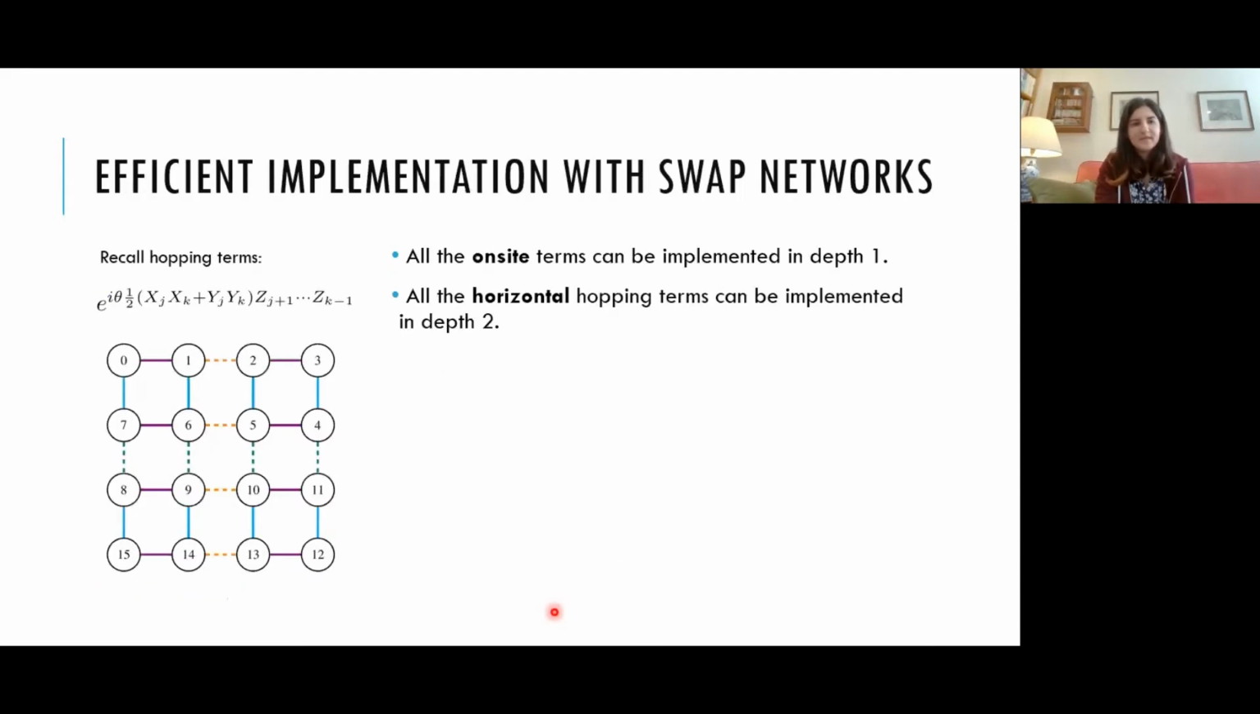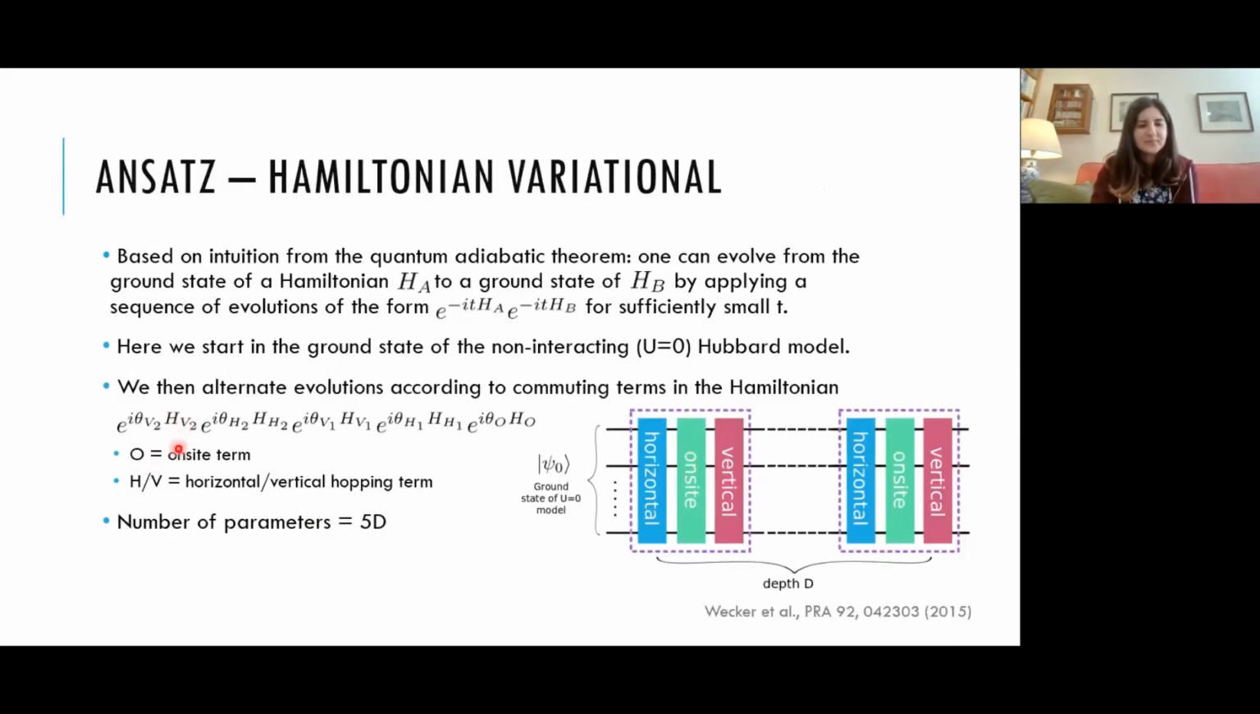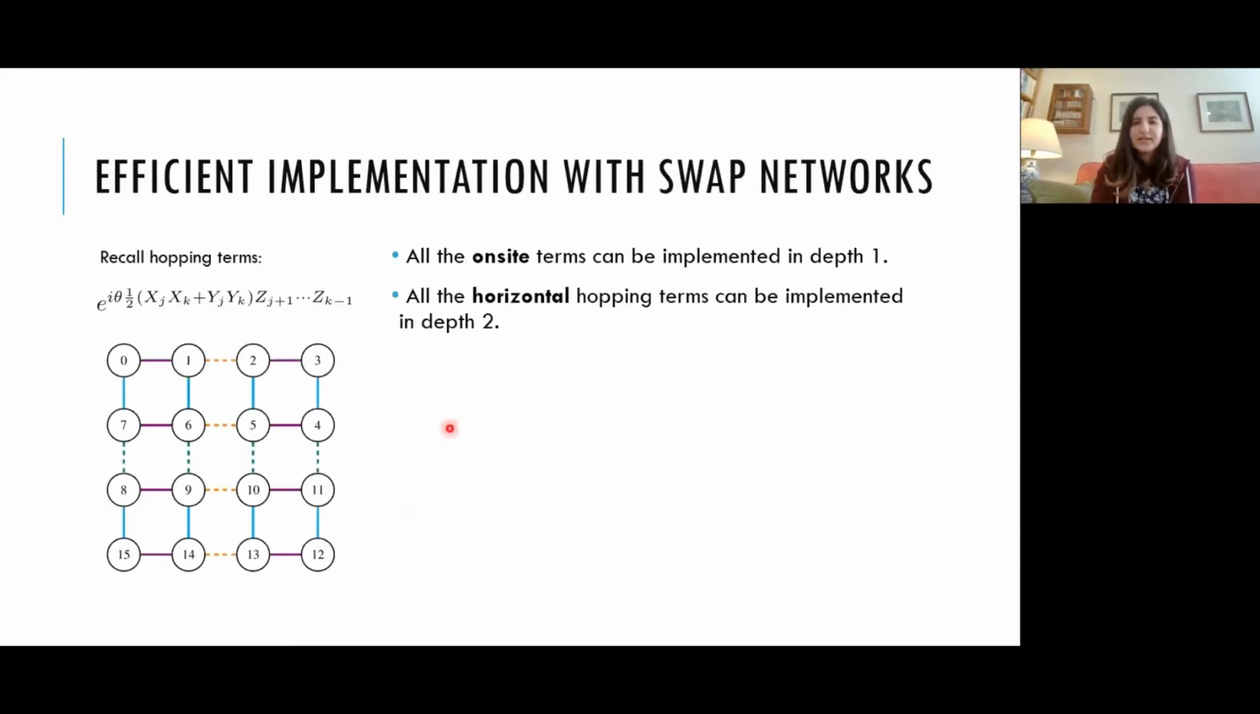Okay. So I'm just going to talk a bit about efficient ways of implementing these 2 ansätze. So all the on-site terms. Okay, so before, if you remember, we had on-site and 2 sets of horizontal and vertical. You can implement all the on-site terms in depth 1. What gets a bit more complicated is the horizontal and vertical hopping terms.